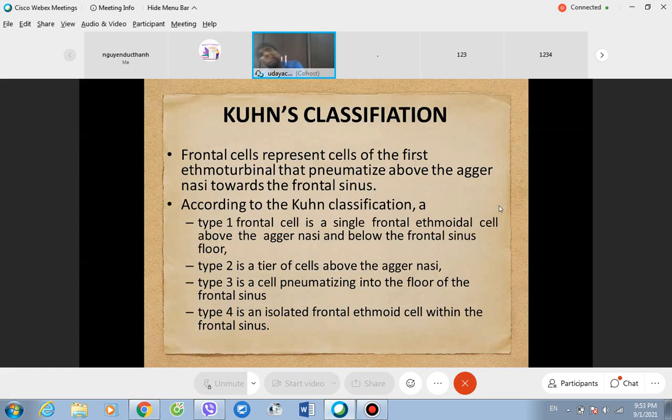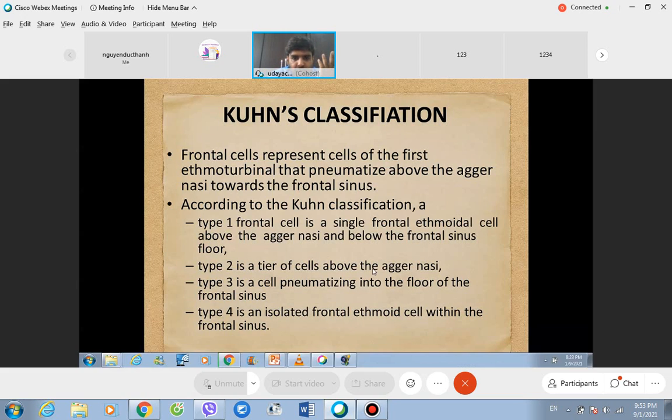Coming to the Kuhn classification. Frontal cells represent the cells of the first ethmoturbinal that pneumatize above the agger nasi towards the frontal sinus. That means above the agger nasi, which is the anterior border of the frontal recess.